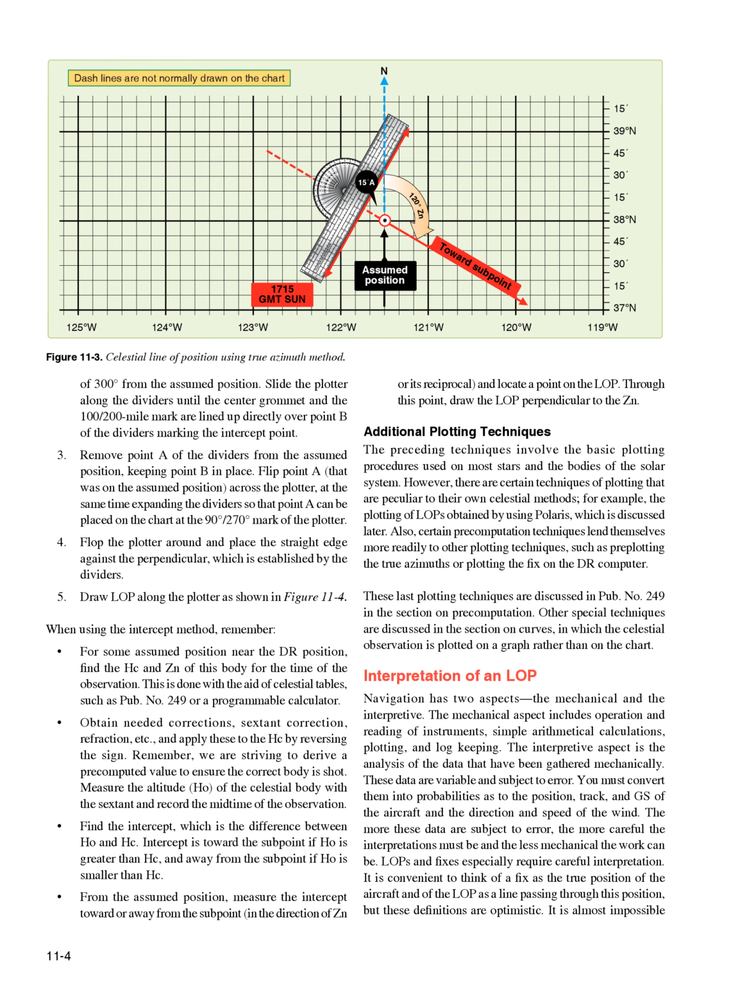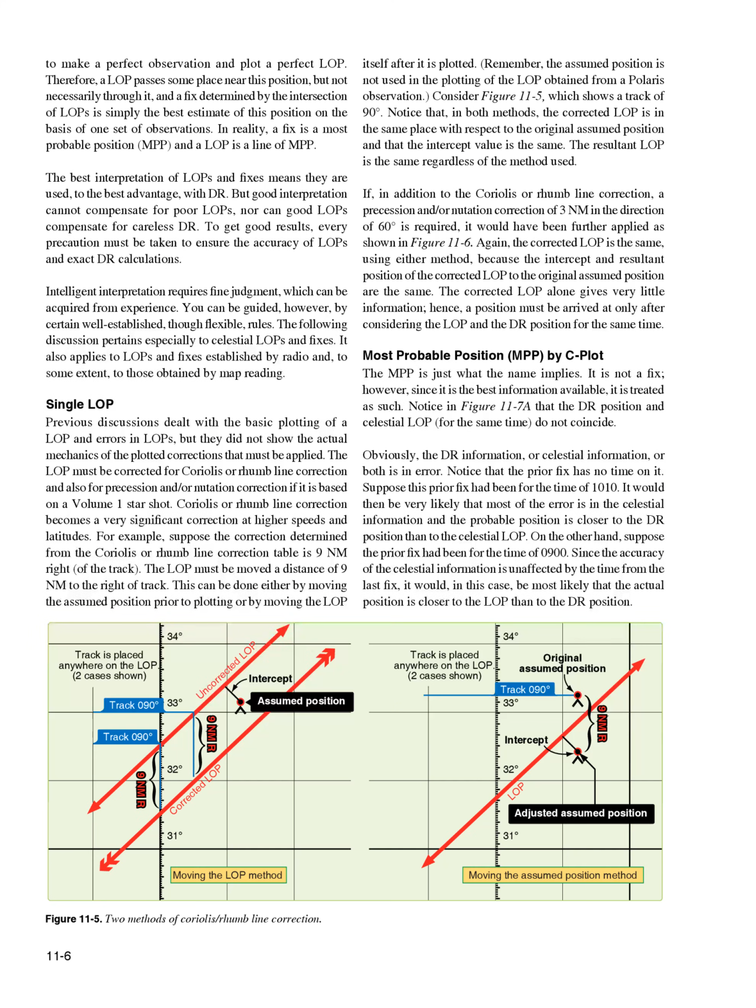LOPs and fixes especially require careful interpretation. It is convenient to think of a fix as the true position of the aircraft, and of the LOP as a line passing through this position, but these definitions are optimistic. It is almost impossible to make a perfect observation and plot a perfect LOP.